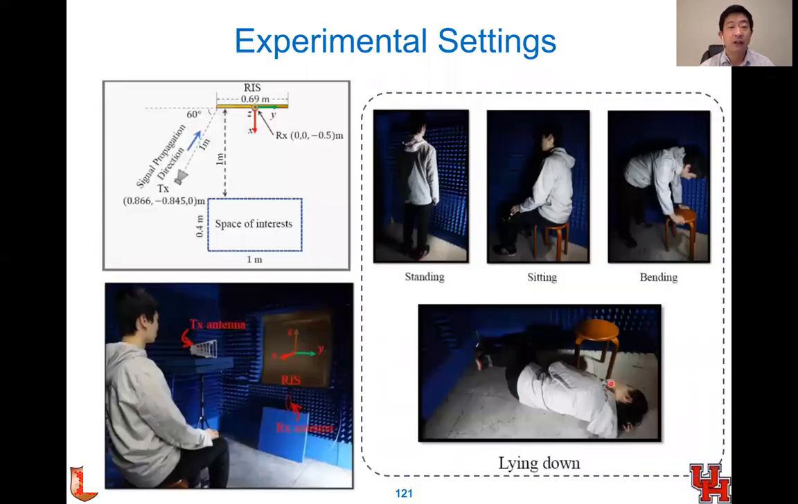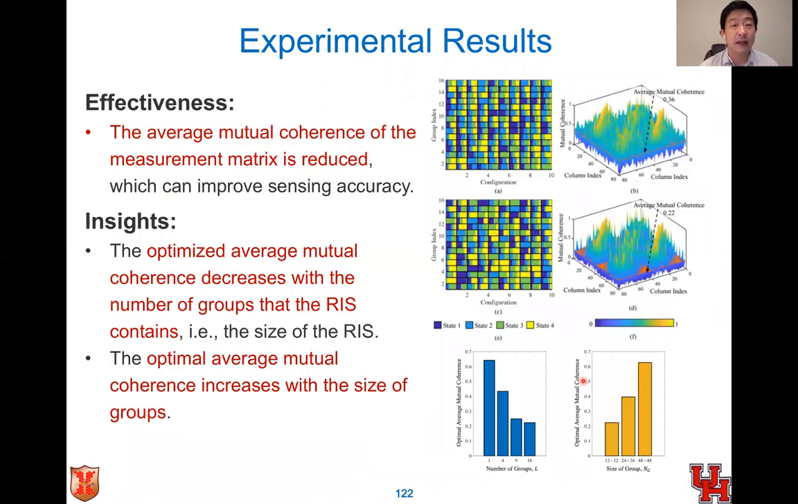package. And here is a student at Beijing University, and they try to test in front of this RIS. You can see the RIS here, and they test four gestures: standing, sitting, bending, and laying down. And then okay, this is the experiment result.